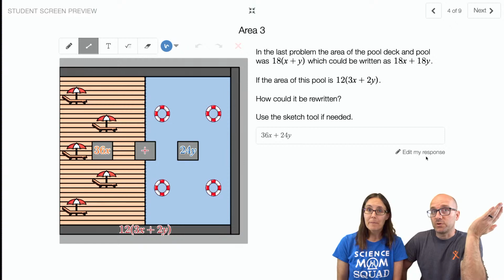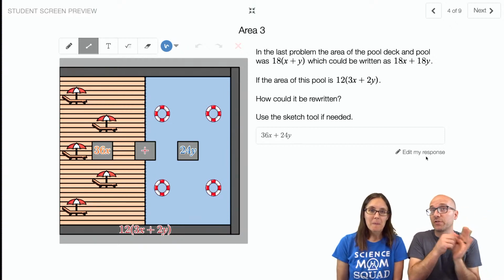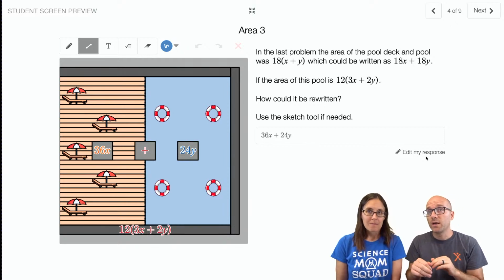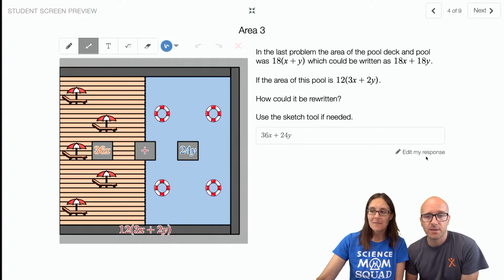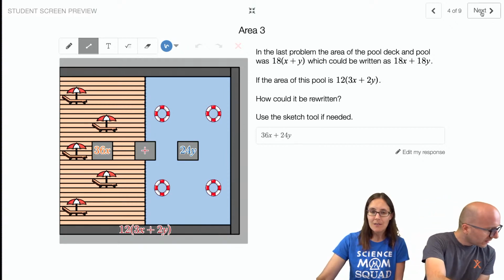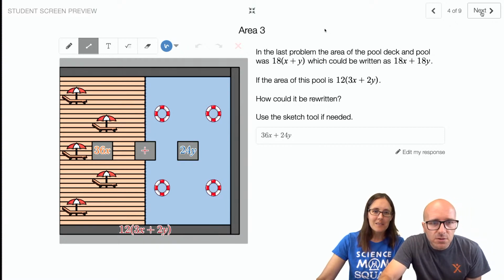Ta-da! So that's the distributive law in action. The distributive property. The 12 had to be distributed to both the 3x and to the 2y, and then we just put a plus sign in the middle. We're adding them up. All right, I feel like this is making sense. Good, we're going to move on to the next screen.